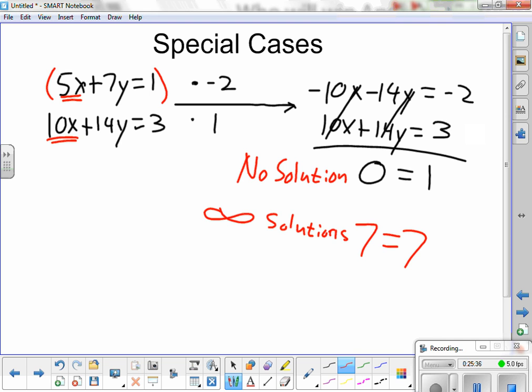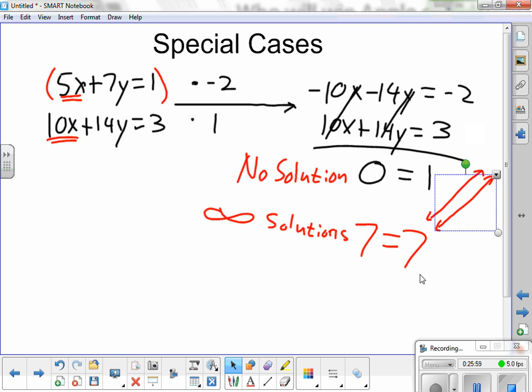Graphically speaking, if you're going to graph these two equations, no solution means you had parallel lines that never crossed. That's why there were no solutions algebraically. Infinite solutions was the other case I told you about, where it actually meant that one line is right on top of the other line. That's what it means when it's a true statement.